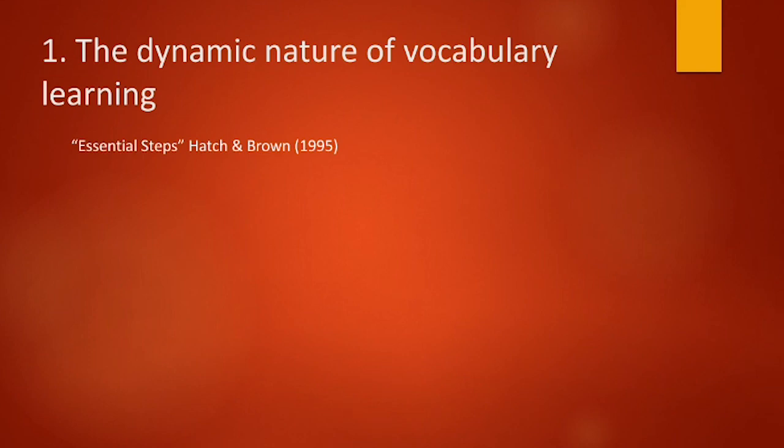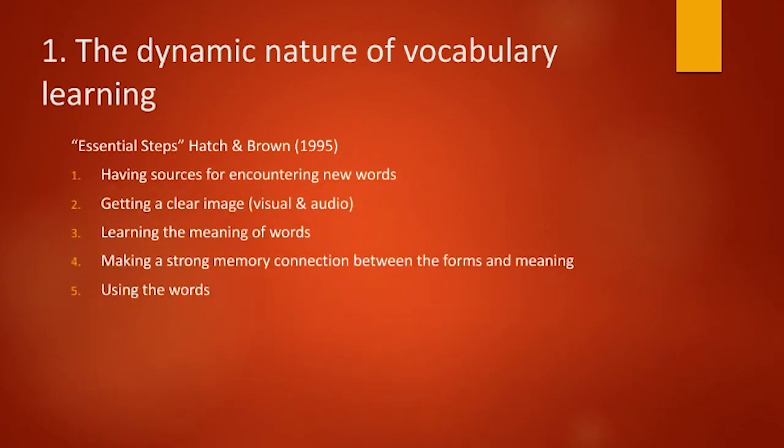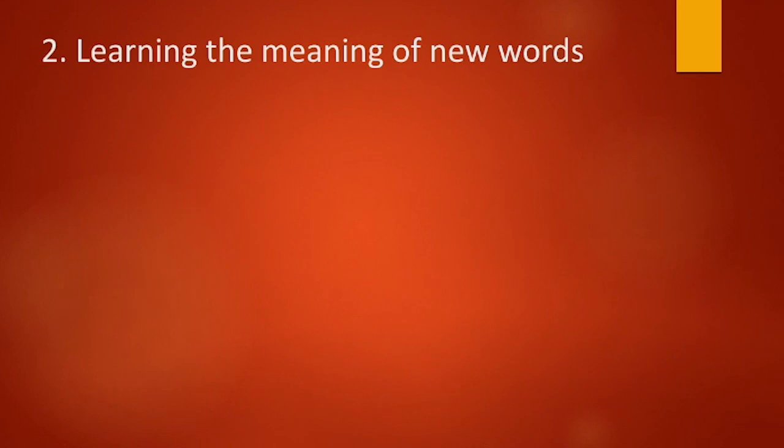Based on Hedge and Brown 1995, there were 5 essential steps in vocabulary learning. First is having sources for encountering new words. Second is getting a clear image, visual, audio, or audiovisual. Third is learning the meaning of words. Fourth is making a strong memory connection between the forms and meaning. And then the last is using the words.